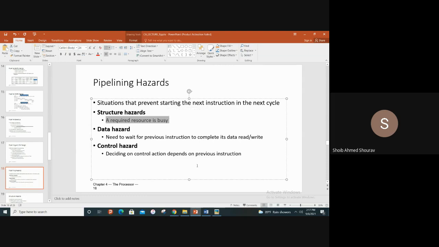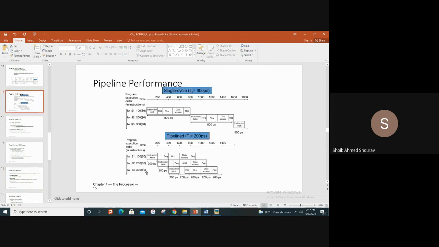Let me show you. In this example, we have started the instruction fetch, IF, for the first load word in the first cycle. In the first cycle, for the first 200 picoseconds, that resource is always busy for the second load word instruction, right?